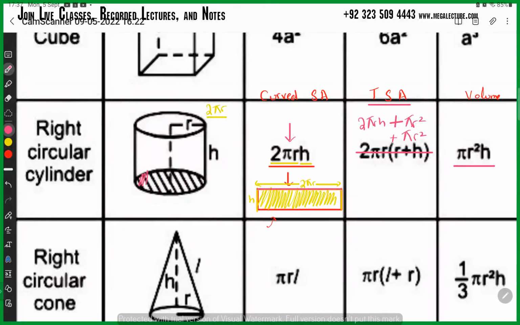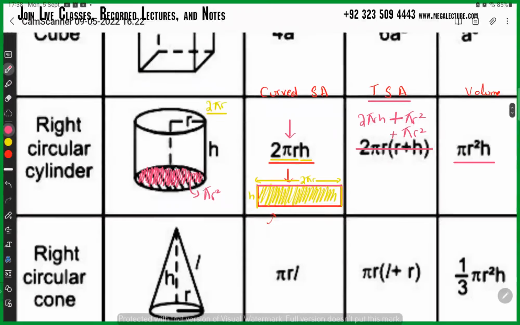This part right here is basically the area of the base. What is the area of the base? It's pi r square, right? The base is a circle, and the area of a circle is pi r square. If I multiply this base area with height, I would get another base, and another base, and another base, and so on. If I multiply it by h, I am going to get all the inside area of the cylinder. So that is why the volume of a cylinder is pi r square h.